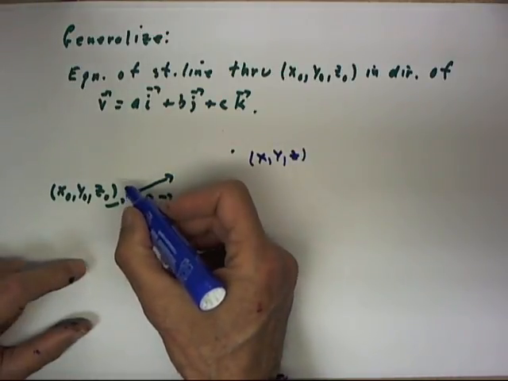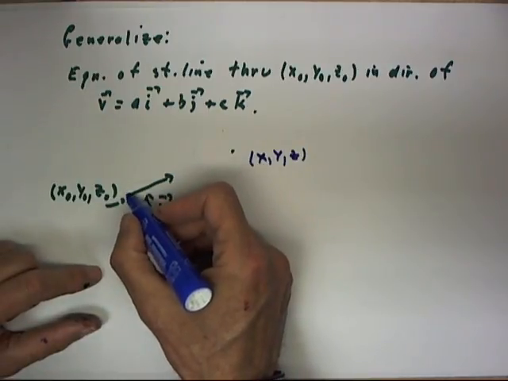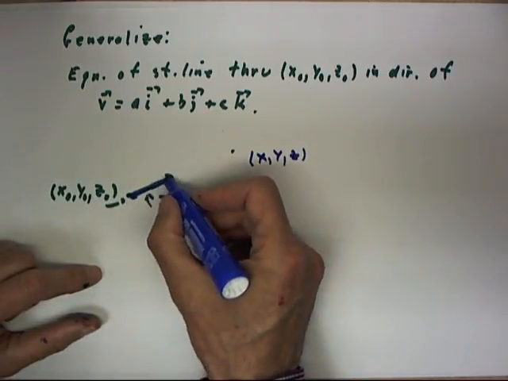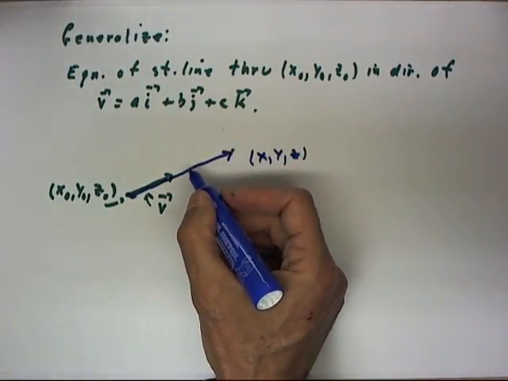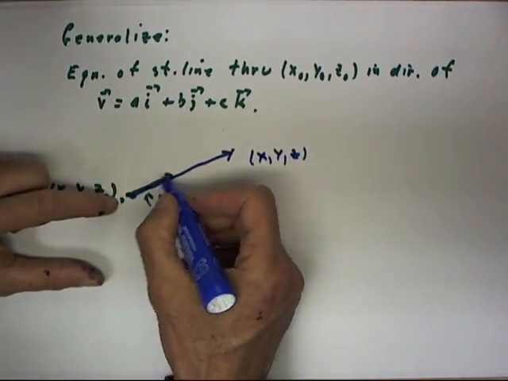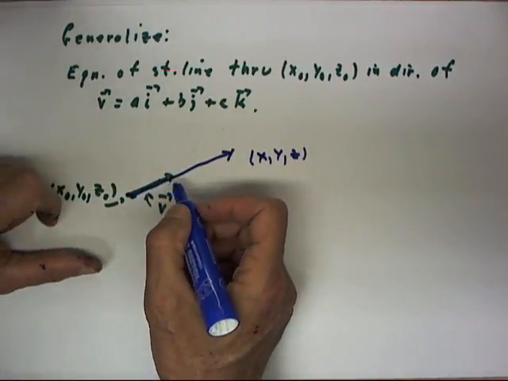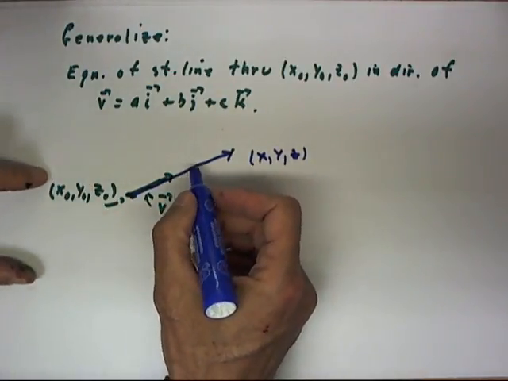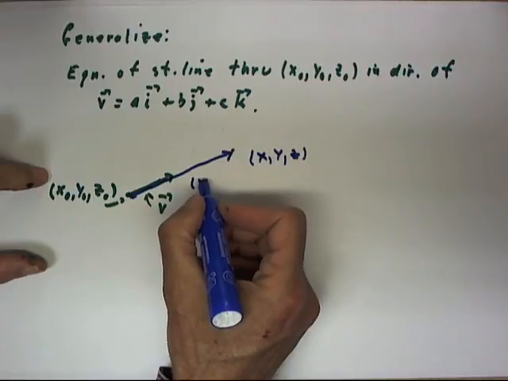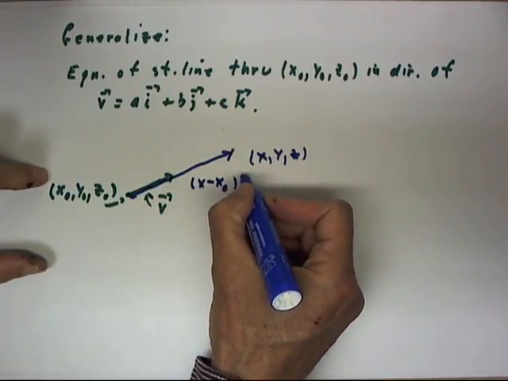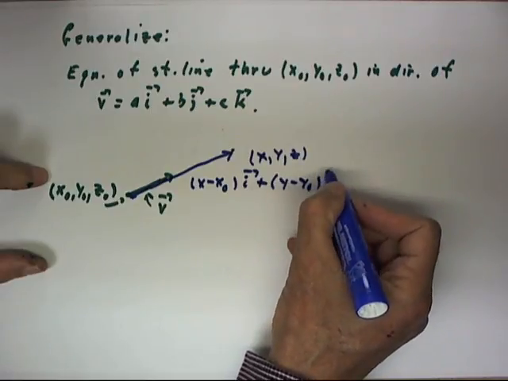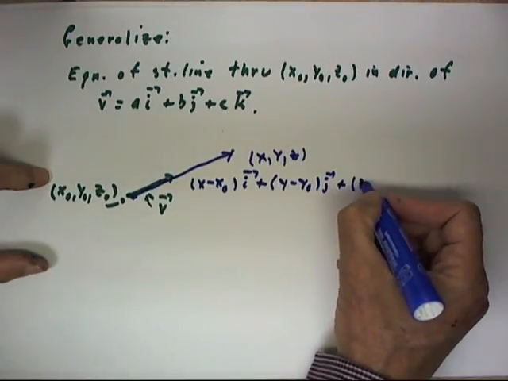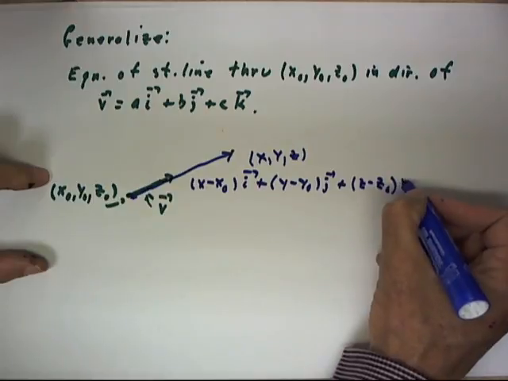We construct a vector from our point to the point x, y, z and express the condition that this vector be parallel to v. Now this vector is what? Well, this vector is x minus x naught i plus y minus y naught j plus z minus z naught k.